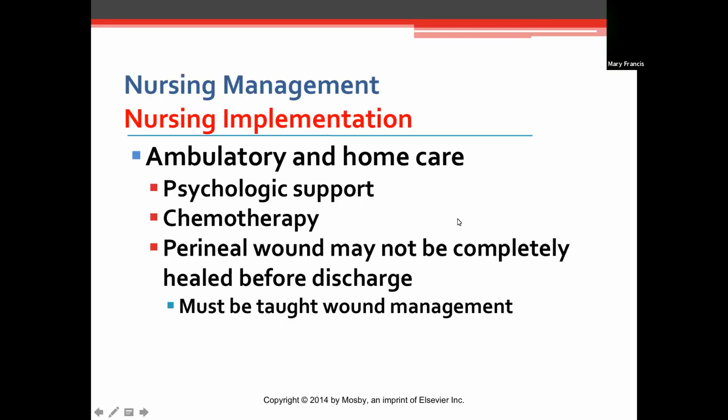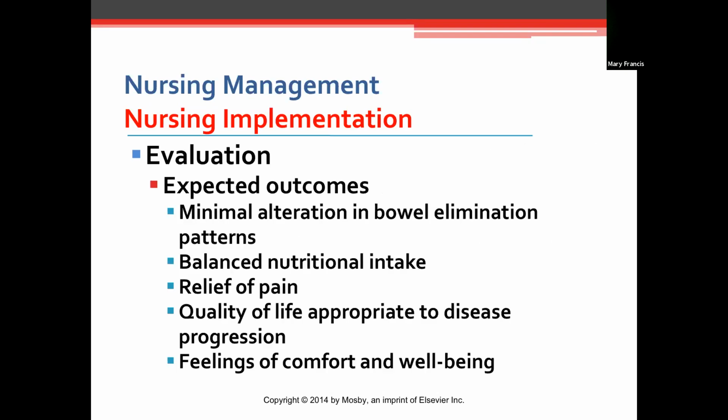Ambulatory and home care, psychological support, chemotherapy may be ordered. They would need to know where they have to go and what time. And perineal wounds may not be completely healed upon discharge and must be taught wound care. Your expected outcomes are to have minimal alteration in bowel, have a balanced nutritional intake, and relief of pain. The quality of life is appropriate to the disease and feelings of comfort and well-being.